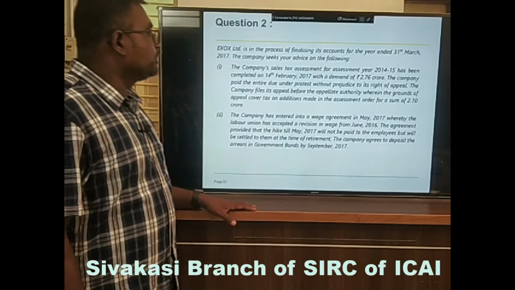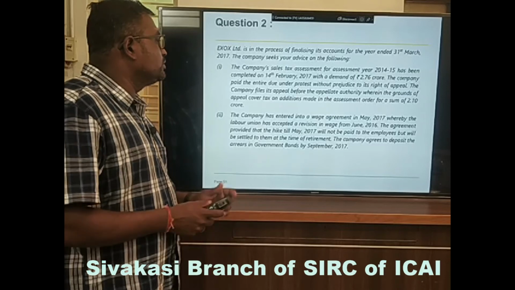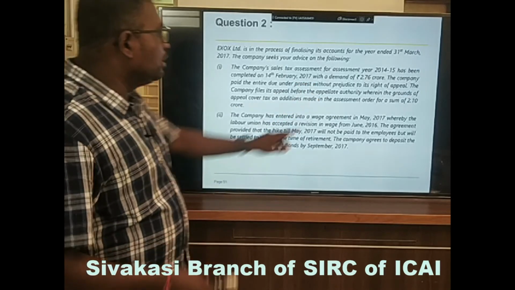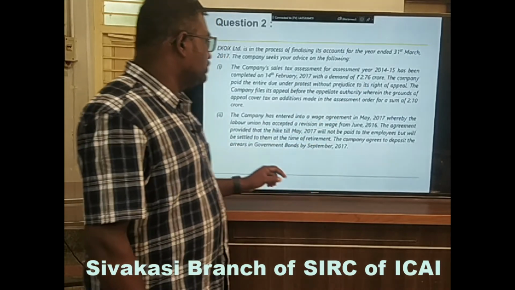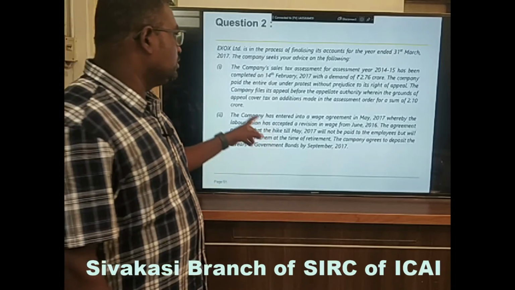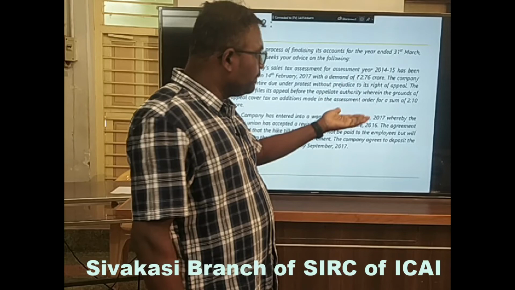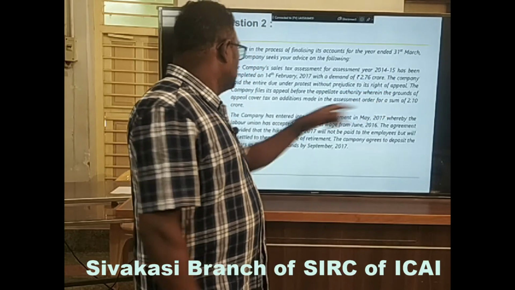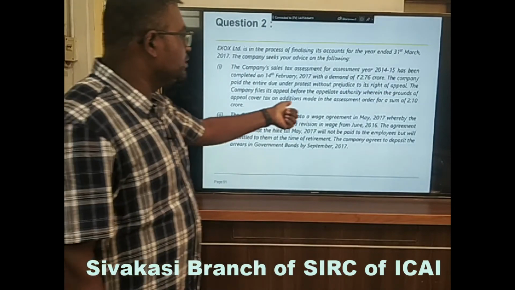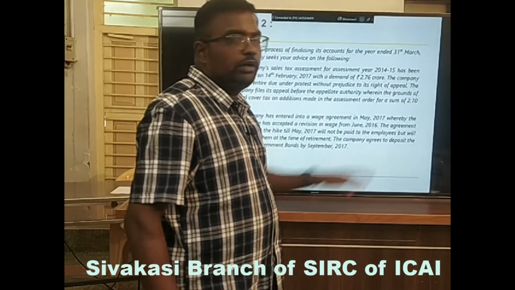EOX Limited is in the process of finalizing its accounts for the year ended 31st March 2017. The company seeks your advice on the following. The company's sales tax assessment: they have got a demand of 2.76 crores, and the company paid the entire dues under protest, which means they had already deposited it, pending its appeal. The company files its appeal, wherein the grounds of appeal cover tax on additions made in the assessment. So they have filed an appeal amounting to only 2.10.